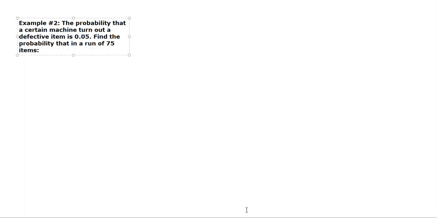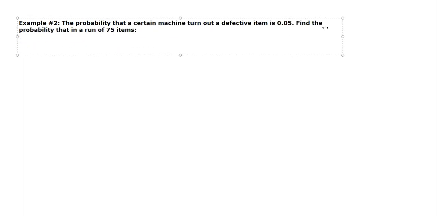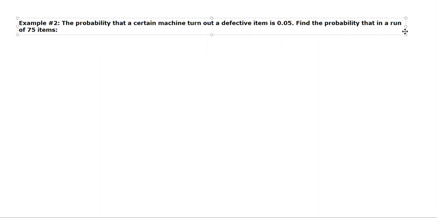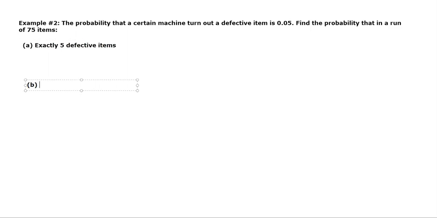Okay. Okay, so now let's take a look. How do we do this, right? Okay, so now part A here is, let's say, what is the probability of exactly 5 defective items? Okay, and B, no defective item.